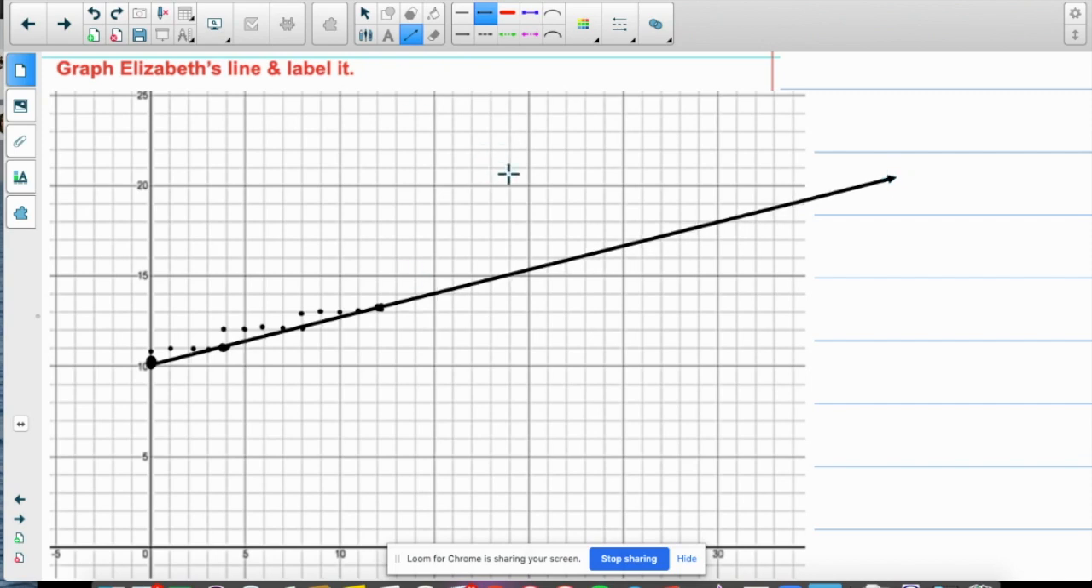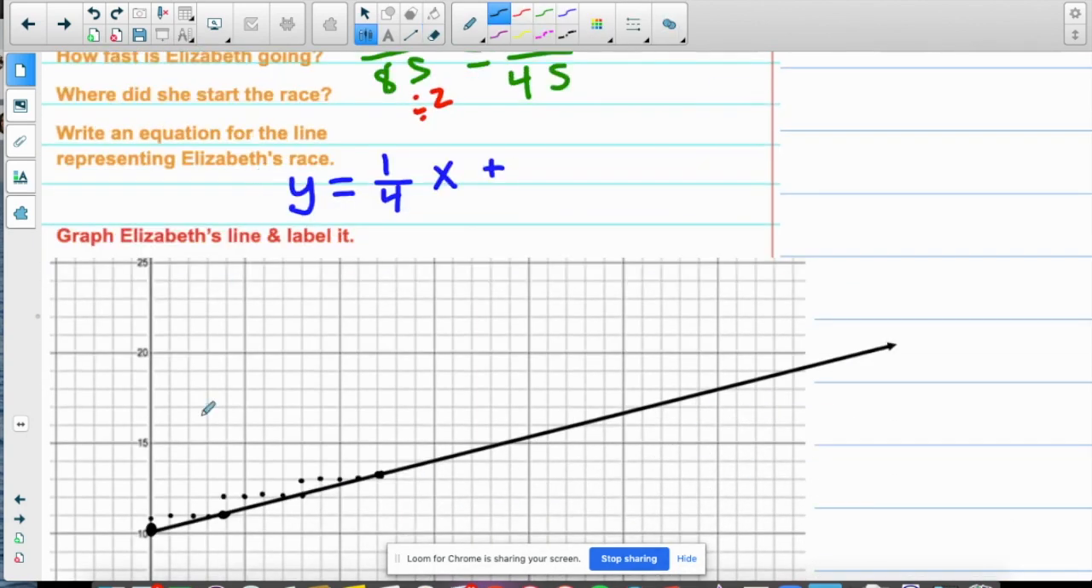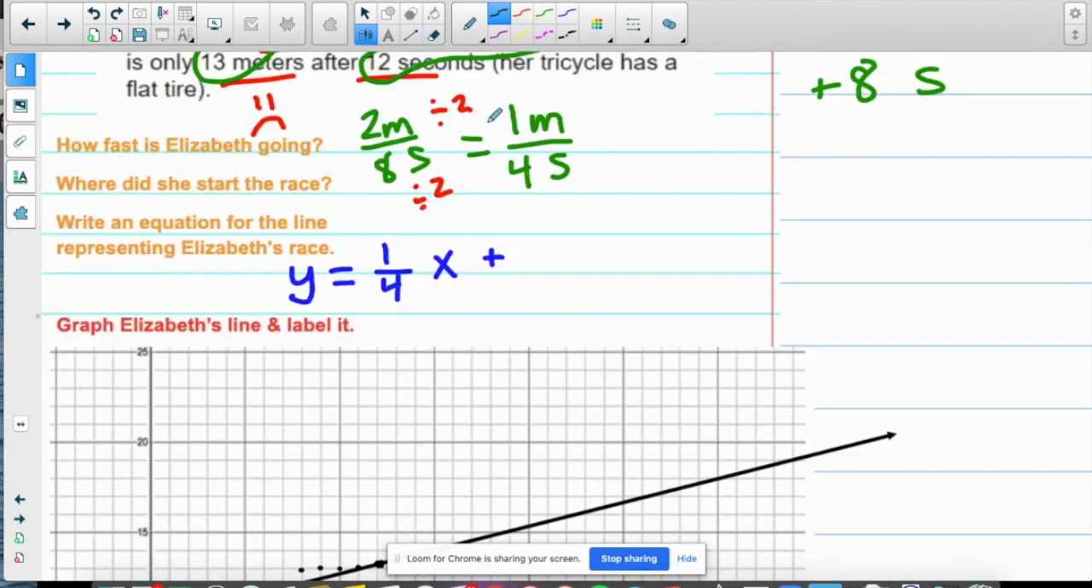I'm going to make it as long as I can since I know that the race is 25 meters long. And it looks like Elizabeth's not going to finish for quite a while. But we can go back and answer this guy. So I'm going to erase my question mark. And I know that she starts the race, according to our graph, at 10 meters.